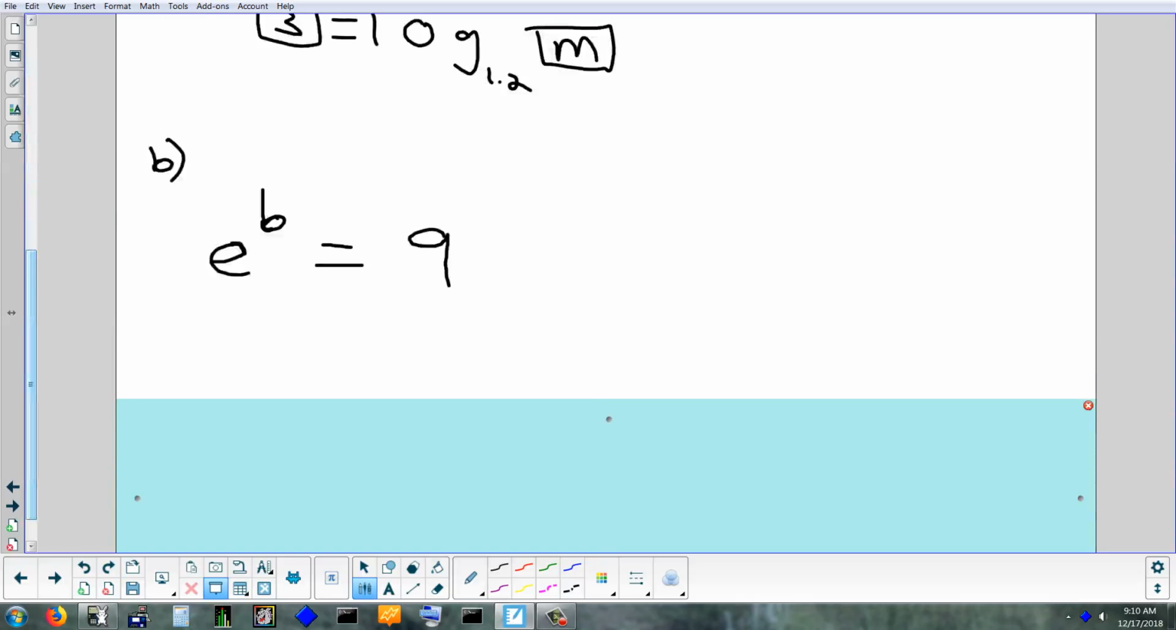All right, let's try this one. Same directions, change to log form. Ephraim, what's the first thing I always write down when I'm doing a log problem? Doesn't matter what numbers or letters are in the problem.